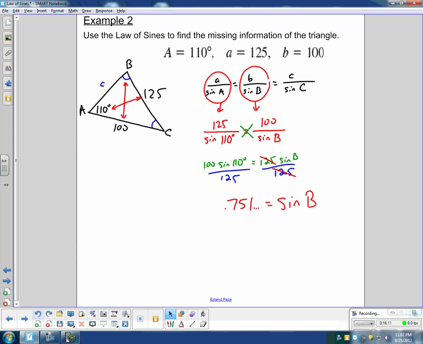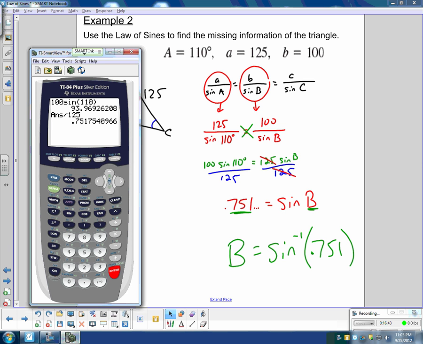So this is where we have to think: when we have an equation that says sine of b equals some value, do we know a way to figure out what b is? That's right, inverse functions. The way we would use an inverse function is that if we took the inverse of each side, it flips the input and the output. So what this becomes is b is equal to the inverse sine of that number, 0.751, and so forth. And my calculator's already got that number stored for me. Once I hit enter, it's stored as the answer.